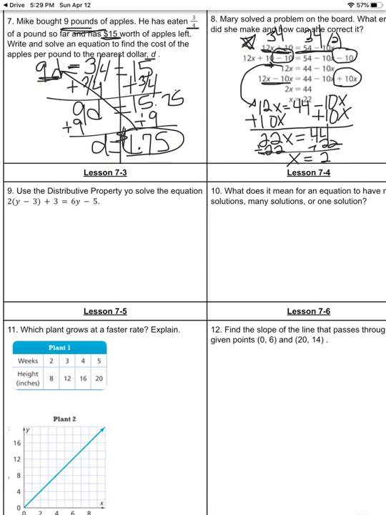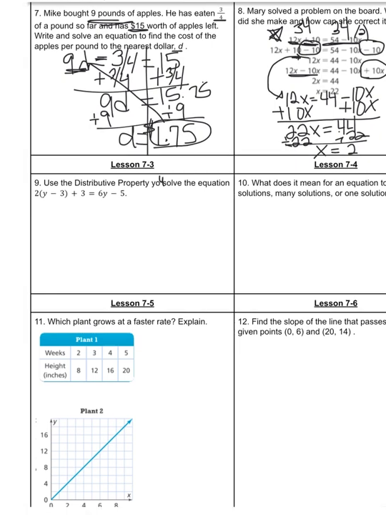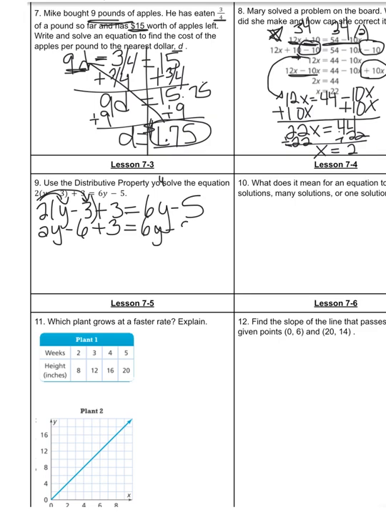Use the distributive property. I'm on number 9. Use the distributive property so you can solve the equation. I forgot the U there, didn't I? So number 9, I have 2 parentheses y minus 3 plus 3 equals 6y minus 5. Distributive property, we have to multiply that out. So I have 2y minus 6 plus 3 equals 6y minus 5.